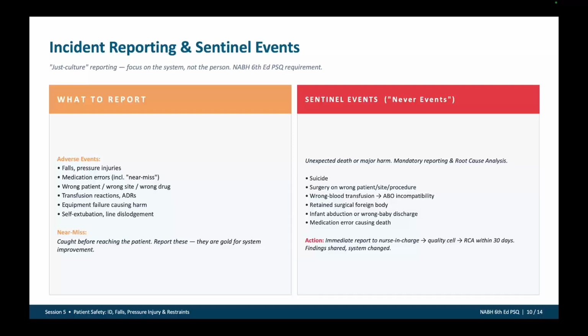And sentinel events, or never events, are unexpected death or major harm. Mandatory reporting or root cause analysis. For example, suicide, surgery on wrong patient, site or procedure, wrong blood transfusion like ABO incompatibility, retained surgical foreign body, infant abduction or wrong baby discharge, medication error causing death. And action includes immediate report to the nurse in charge, quality cell, and RCA within 30 days. Findings shared, system changed.